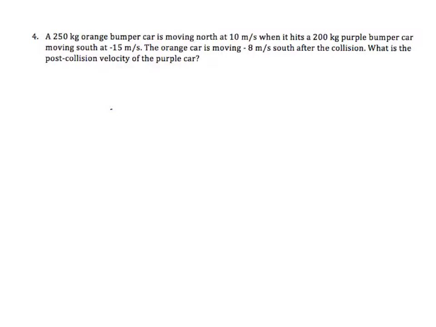First I'm going to go through and highlight all of our variables, and I'm going to group them by color. We first have a 250 kilogram orange bumper car. I'm going to highlight that in orange, and it's moving at 10 meters per second, so that's its initial velocity. Then it hits a 200 kilogram purple bumper car, and that's moving at negative 15 meters per second because it's going the opposite direction of that orange car. The orange car is now moving at 8 meters per second south after it collides, and we want to know the post-collision velocity of the purple car.